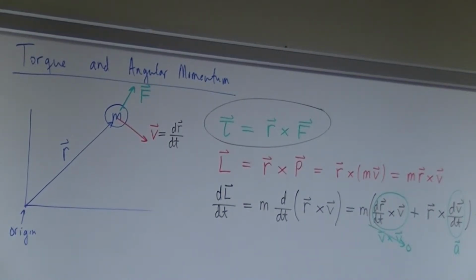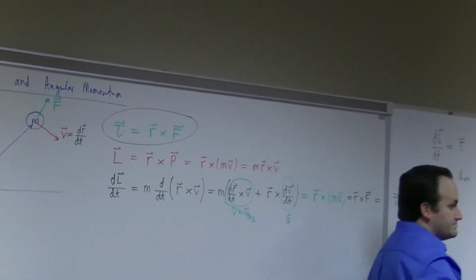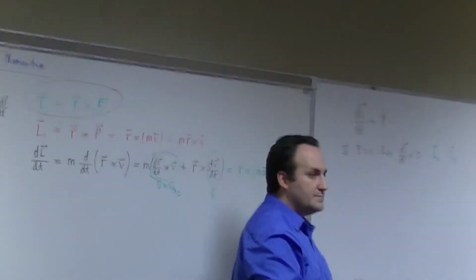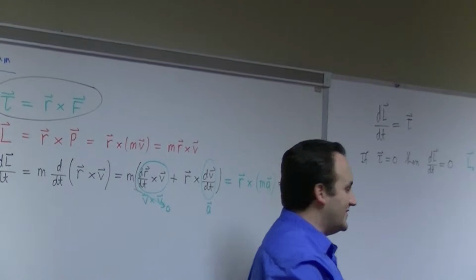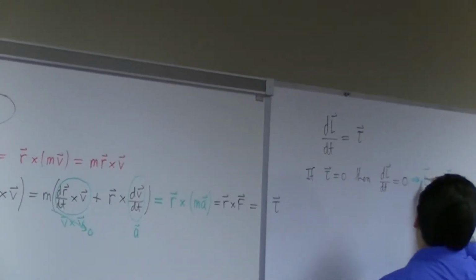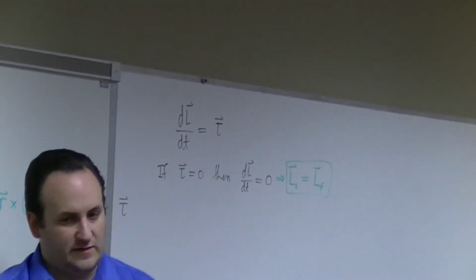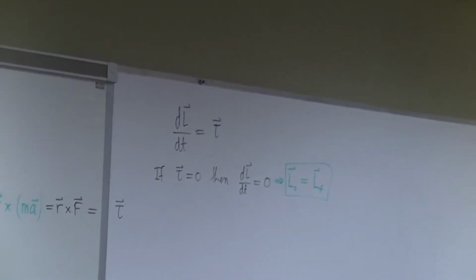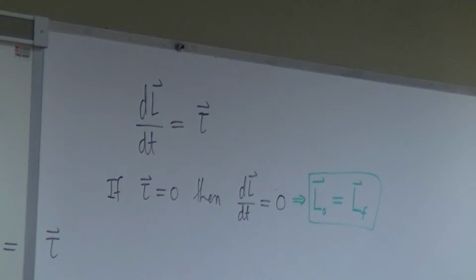How about this? If I have L sub 0 at time 0, and I have L sub F at the final time, how are these related in the case the torque is 0? They're the same, right? In other words, the angular momentum does not change. So if the torque is 0, we have conservation of angular momentum, just like before, if the net force was 0, we had conservation of linear momentum.